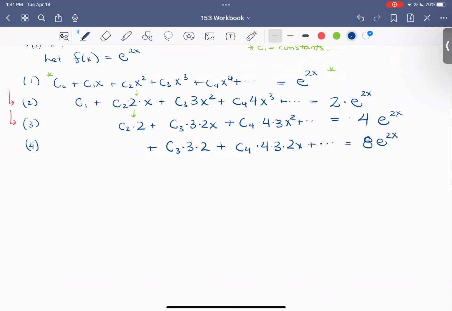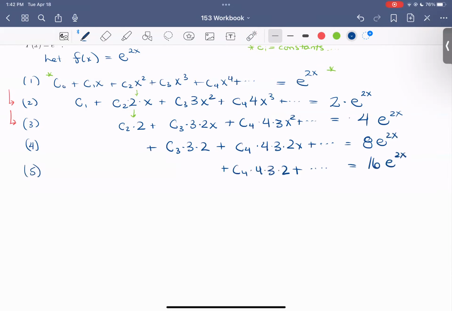All right, so if we did this again, we'd see that that first term goes away, meaning this term would go to 0. And so I'd just be left with C4 times 4 times 3 times 2 plus, and then etc., all the rest of the derivatives. And on the right-hand side, I have 16e^(2x).